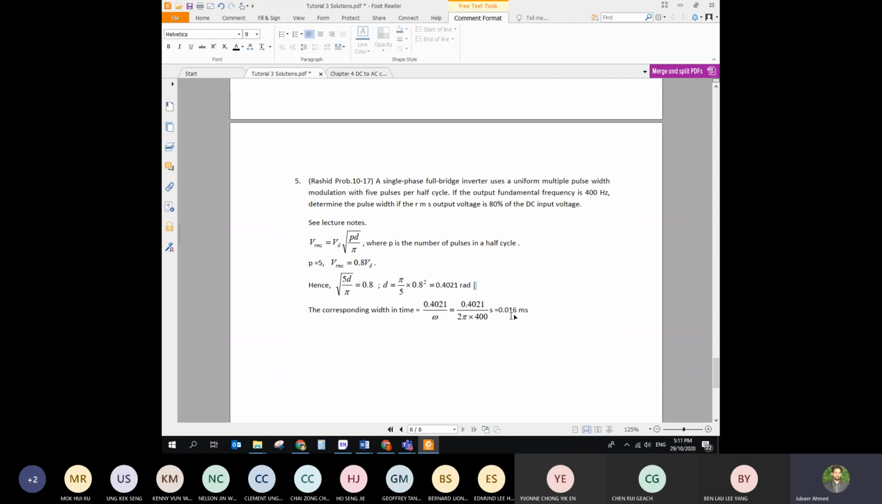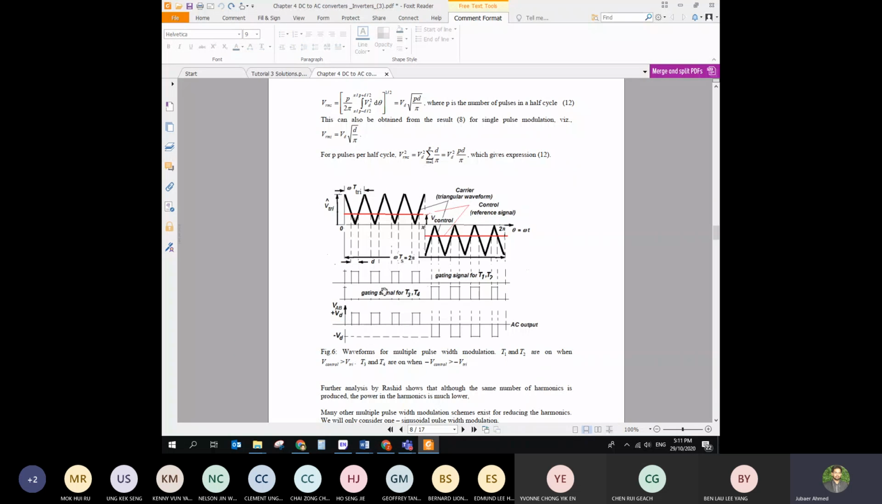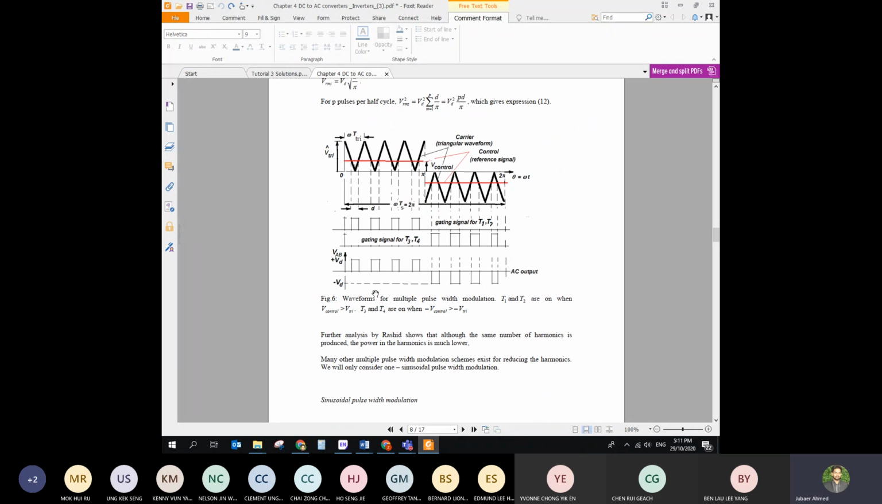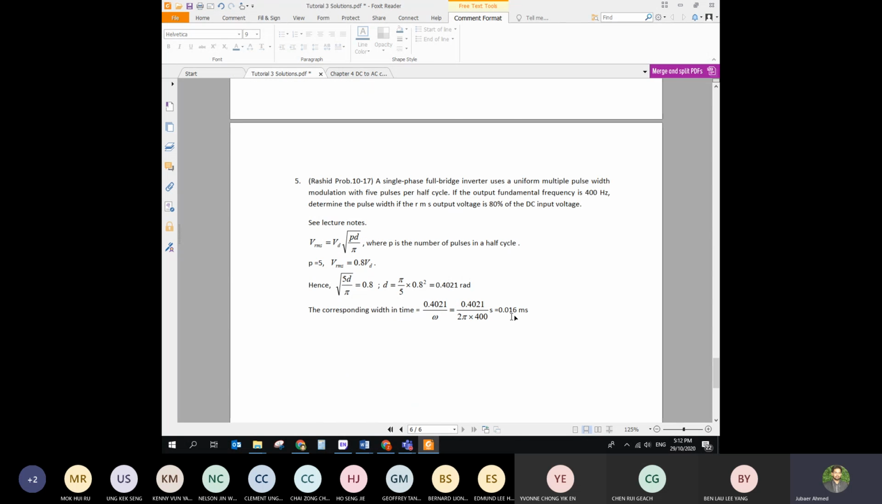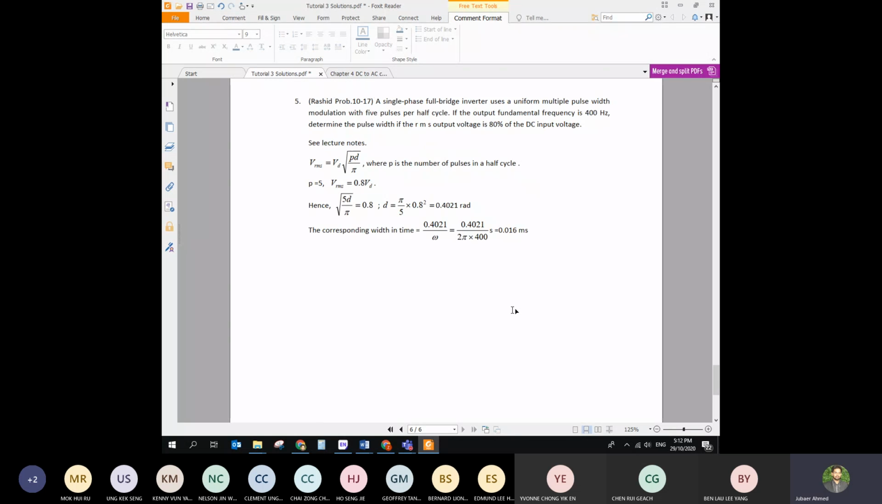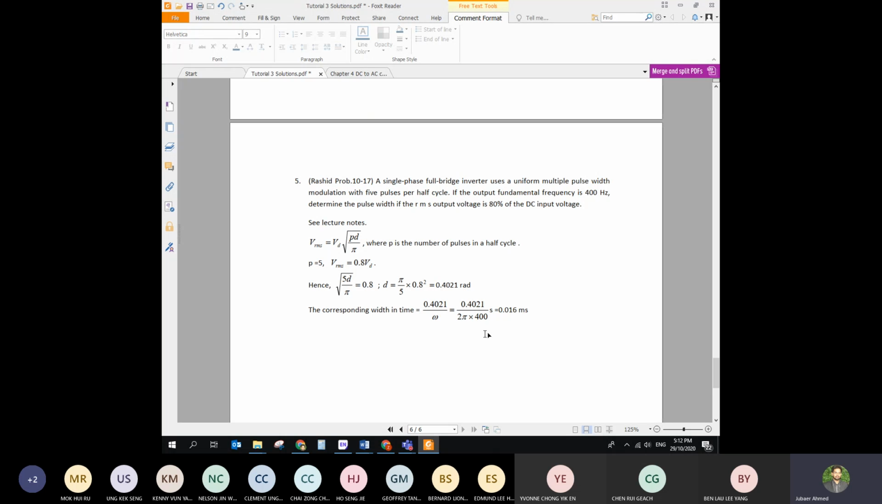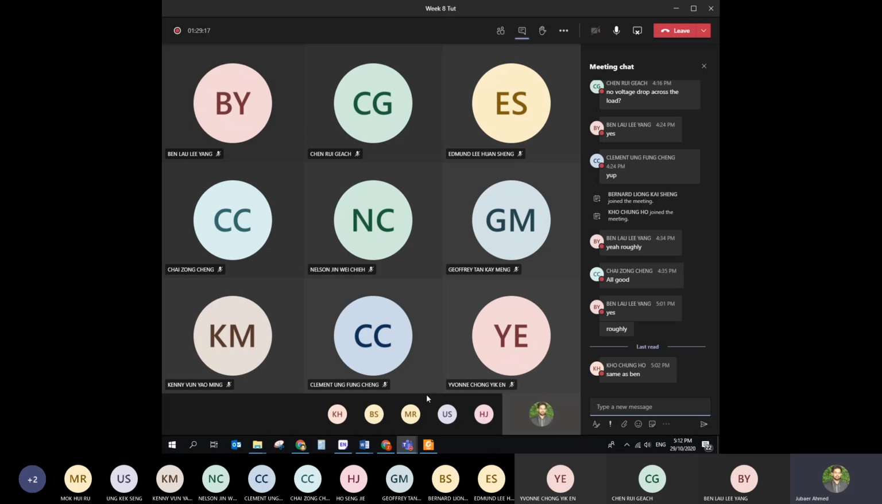So in radians, this is the time domain width of the pulse. This is the angular domain width of the pulse, just like that. So this is the value of the d of your pulse for angular domain. Then you convert it to the value of the pulse in the time domain. So yeah, these are the tutorials belonging to the inverter. So that's all from my side. Any question from you guys? Hope you could understand it.